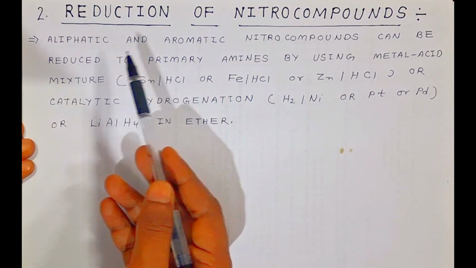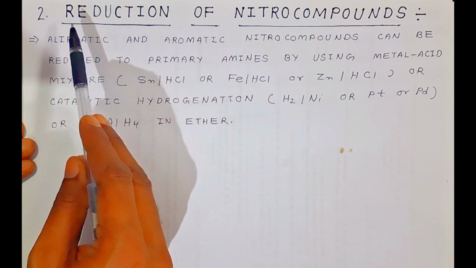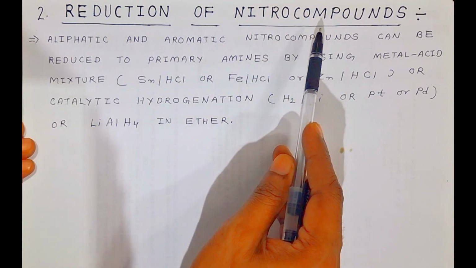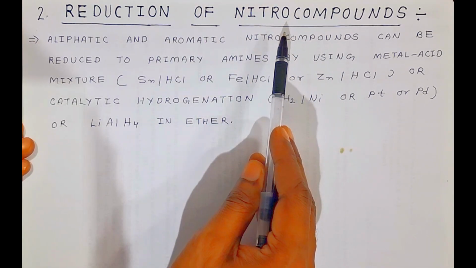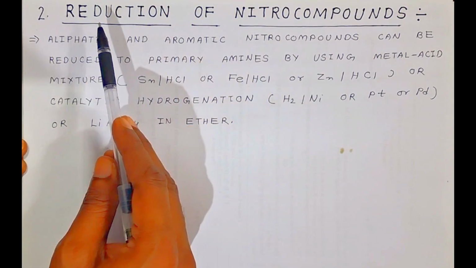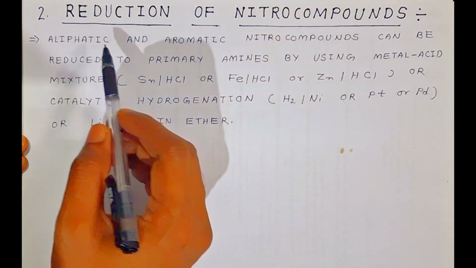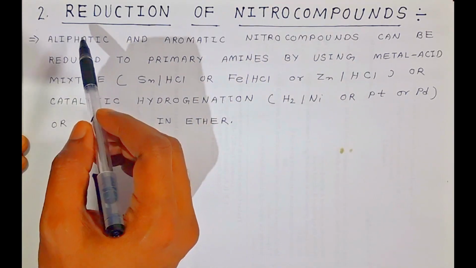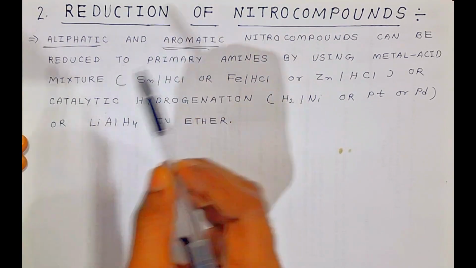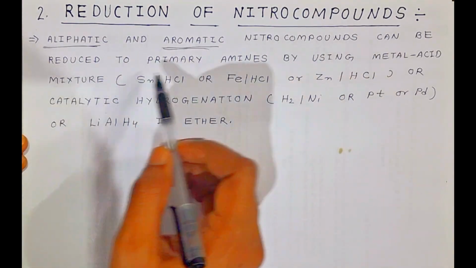So if nitro compounds are given to you, you have to reduce them. That is why it is called reduction of nitro compounds. If you reduce the nitro compound, only then will it convert into primary amines. So this is the second preparation of amines, reduction of nitro compounds. Nitro compounds are of two types: sometimes aliphatic and sometimes aromatic. Both aliphatic and aromatic nitro compounds can be reduced to primary amines.